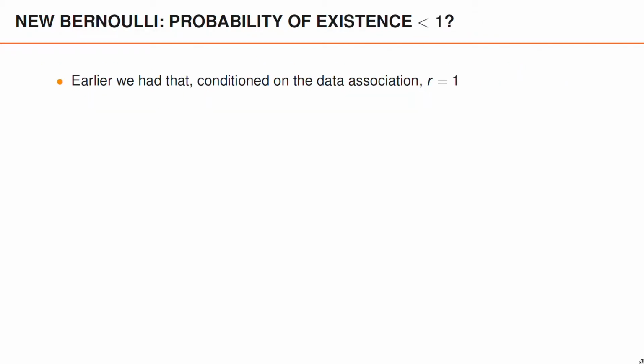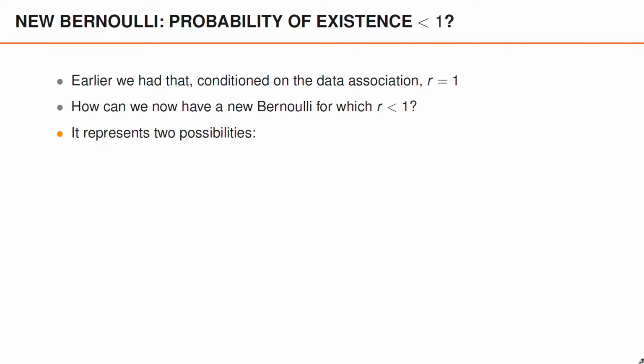Earlier, when we presented the multi-Bernoulli mixture filter, we had that conditioned on the data association, the Bernoulli probability of existence was equal to 1. And the reason for that was that we cannot associate to an object that does not exist. So if that is the case, how can we now all of a sudden have a new Bernoulli with an associated measurement and a probability of existence that is less than 1?